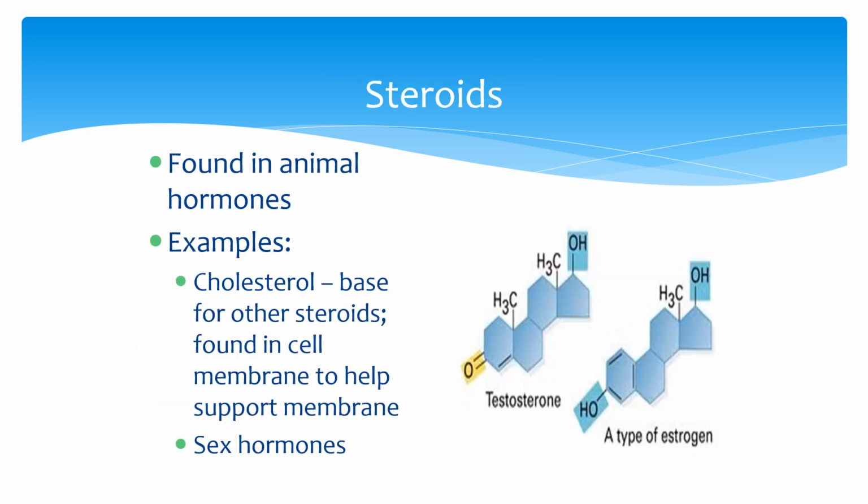All right, still talking about lipids. I said we talk a bit about steroids. Steroids can be found in animal hormones, as well as, specifically our sex hormones. This is going to be part of the cell membrane. And you can have examples of steroids within the body, such as cholesterol. That is the base for other steroids and found in the cell membrane to help support the membrane.